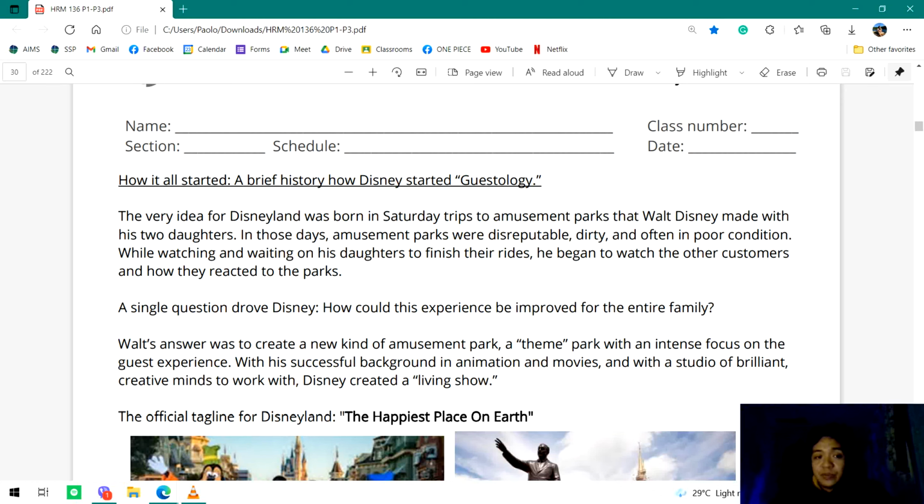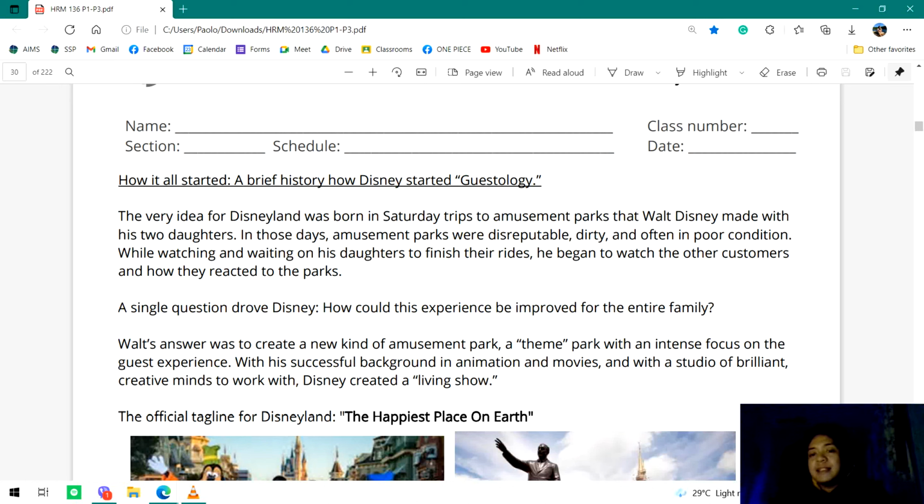So, balikan natin yung kwento. In those days, amusement parks were disreputable, dirty, and often in poor condition. So, in Saturday trips to amusement parks that Walt Disney made with his two daughters, amusement parks were disreputable or hindi talaga maganda. Thus, while watching and waiting on his daughters finish their rides, he began to watch the other customers and how they reacted to the parks. And the single question drove Disney: how could this experience be improved for the entire family?